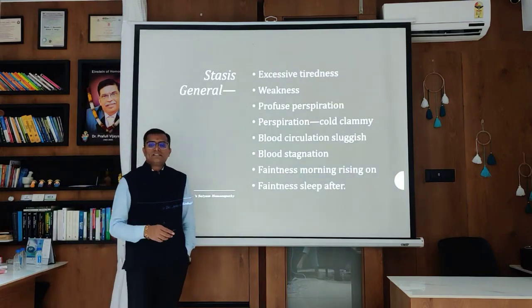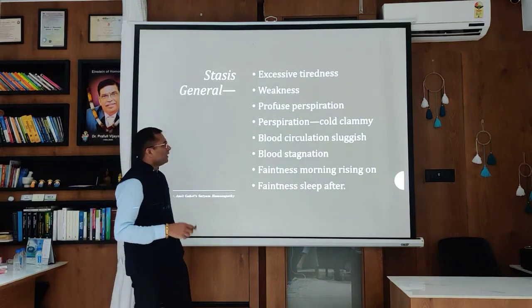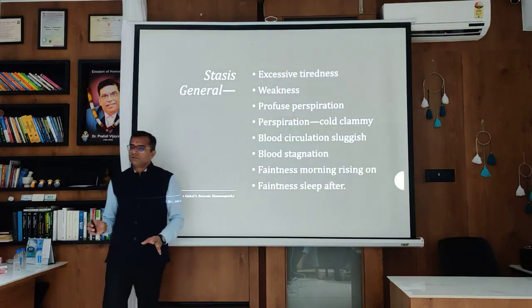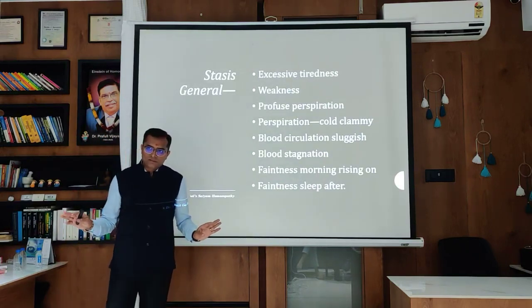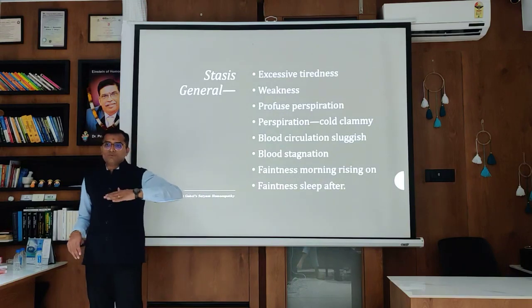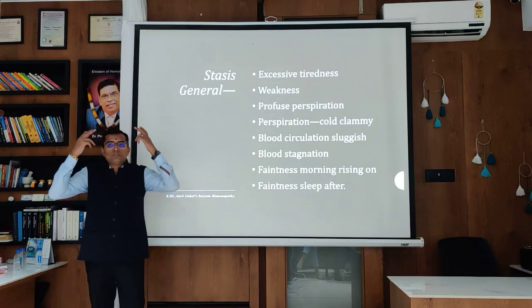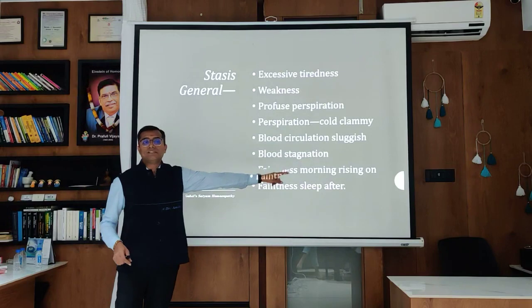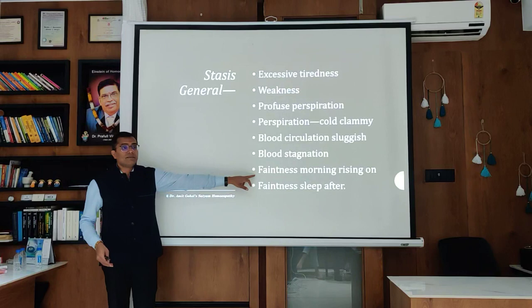Stasis, excessive tiredness, weakness, profuse perspiration that is cold, clammy, blood circulation sluggish, stagnation, faintness, morning, rising, very important. Why? See, every rest gives stagnation. When the person started getting active, the slowness of circulation cannot supply blood to the brain and the person goes into a faint. So this is faintness on rising in the morning. When the person rises, faintness starts. So these are very PQRS symptoms of carbo.